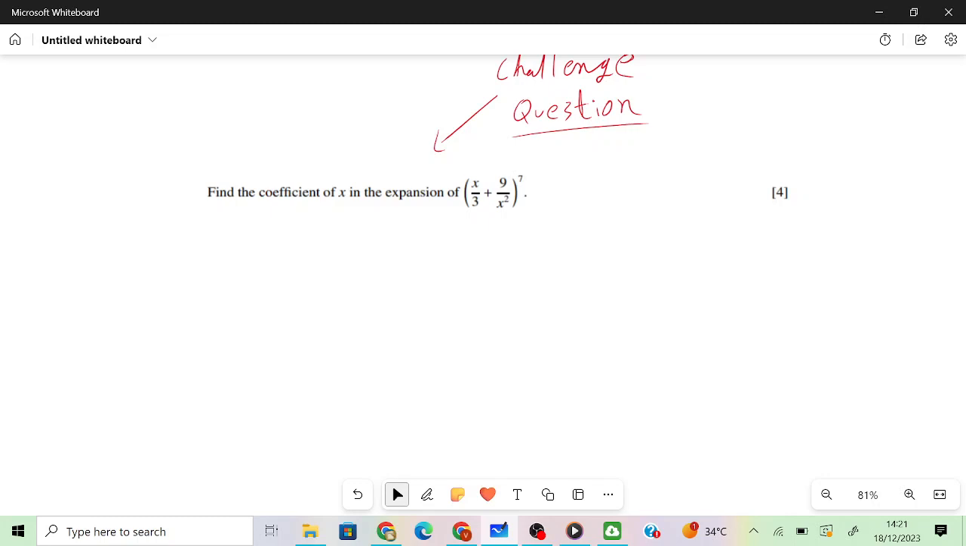I won't say it's complicated, it's just that you have to have a slightly higher order of thinking when solving something like this. You need to find the coefficient of x in the expansion of x over 3 plus 9 over x squared all raised to power 7.